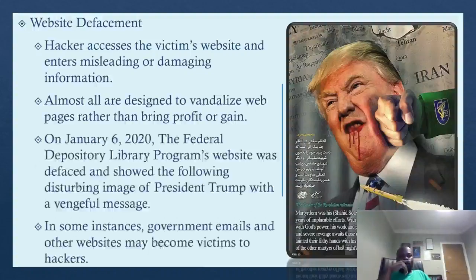Typically, this was one that happened in 2020, several months before the 2020 election. The Federal Depository Library Program's website was defaced, showing an image of President Trump being punched in the side of the face, and it was from Iran. It took them some time to get it down, but these individuals from Iran went ahead and defaced this Federal Depository Library website, showing the president getting punched in the face. So that's an example of website defacement. Again, they want to do something that's damaging or misleading.